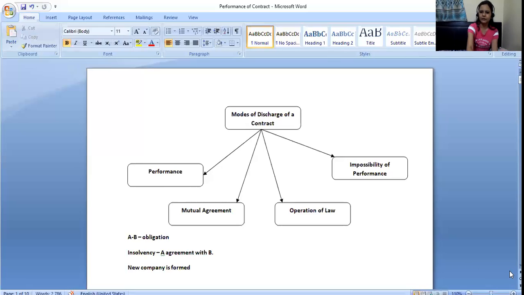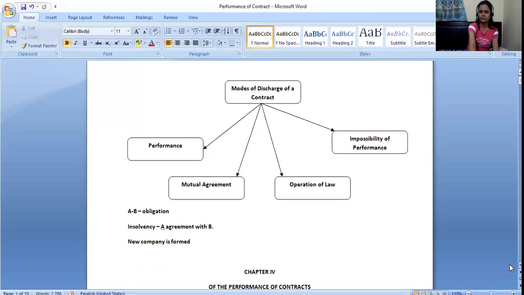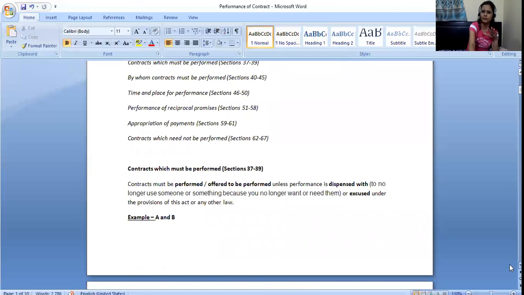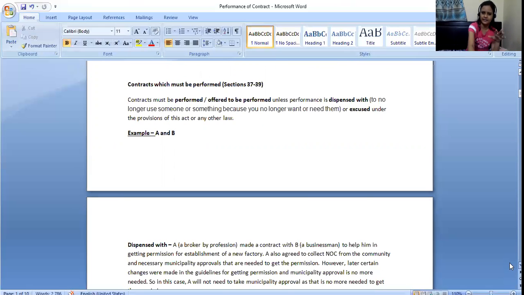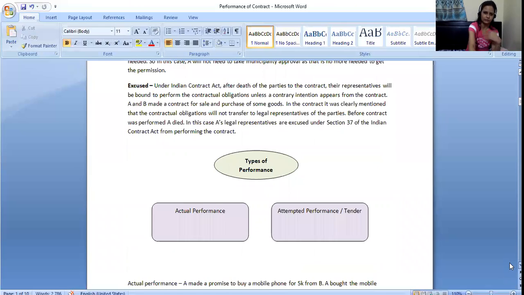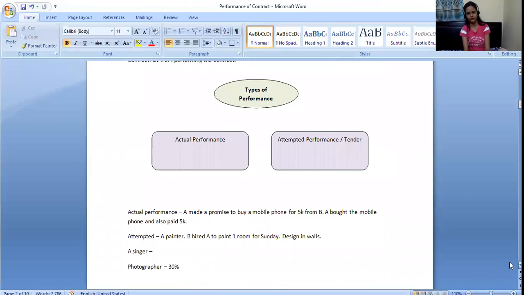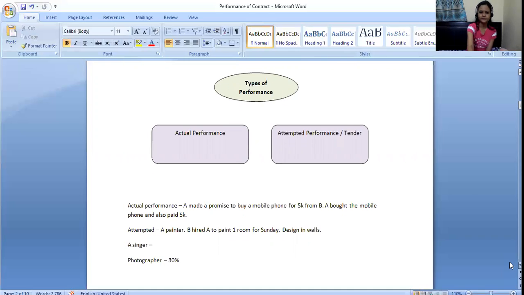So regarding performance of a contract, what contract should be performed? Any promise, any contract should be performed unless and until it is dispensed with or excused under some kind of law. If it is no more needed by the parties, or if it is excused under law, then only it need not be performed, otherwise it should be performed. How can it be performed? It can be actual performance: whatever was the promise, I did it accordingly. It may be attempted performance: I made an attempt, but the other party did not allow me to perform my part of the contract.